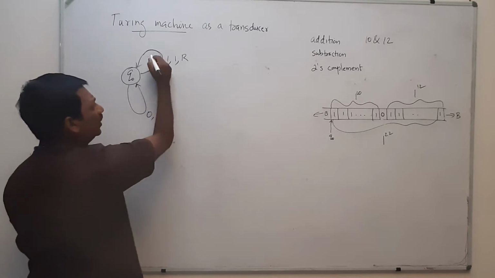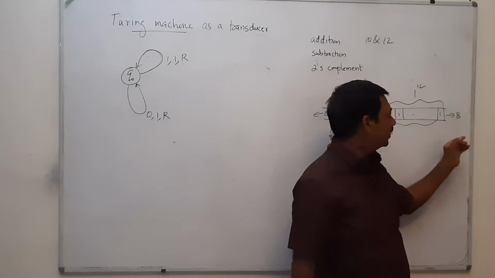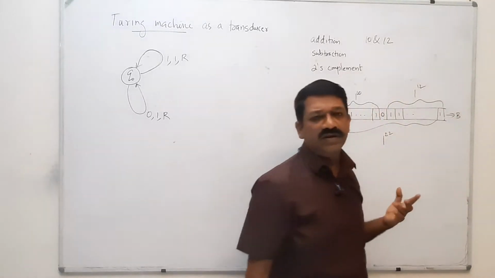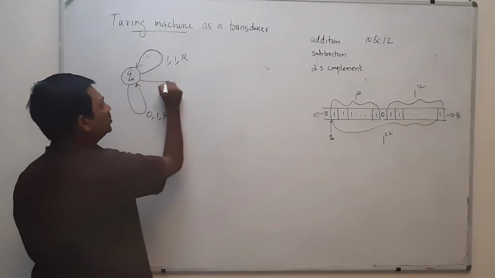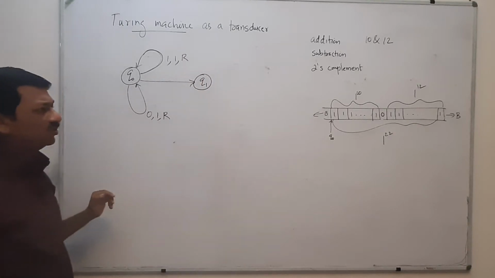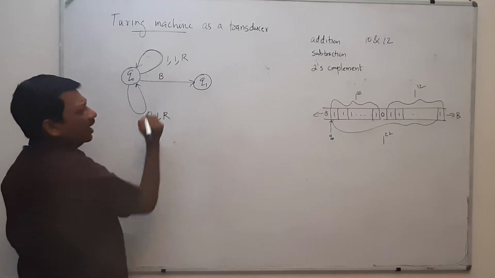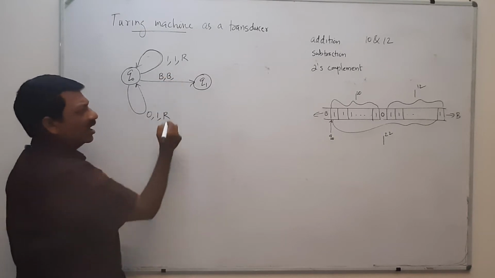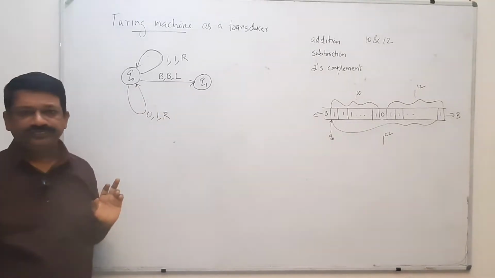That means again moving right, and once you reach here, what will happen? If the finite control reads a blank symbol, it is switching to a new state Q1. This is the new state Q1, and upon reading a blank symbol, you have to keep that blank symbol as such, and you have to move left, and you have to switch to Q1.